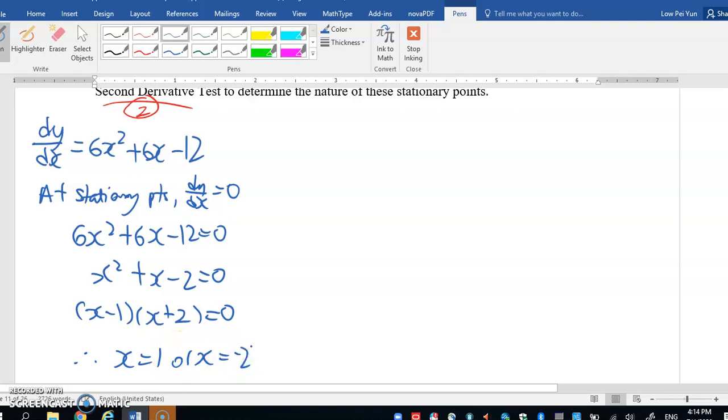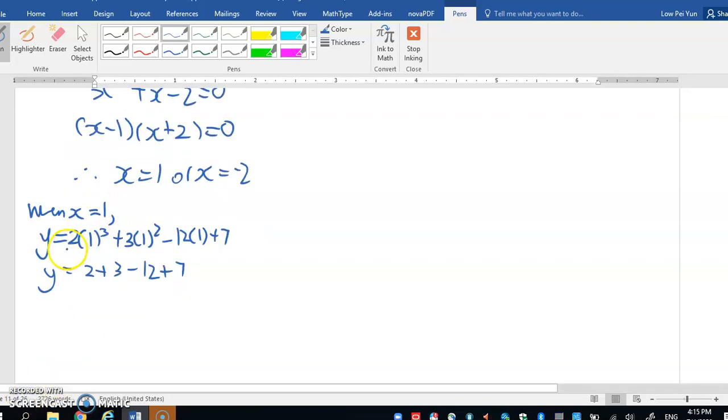But I need to find the coordinates, so now let me find the y for each value of x. So I have substituted x equals 1 into my y function, and I get 2 plus 3 minus 12, which is 5 minus 12, negative 7, plus 7, so y equals 0. So I have my first stationary point, (1, 0).